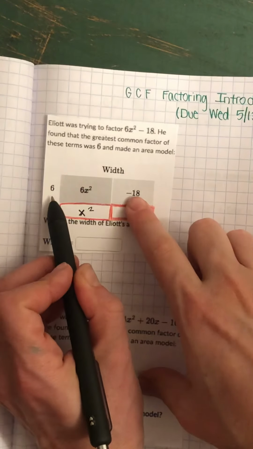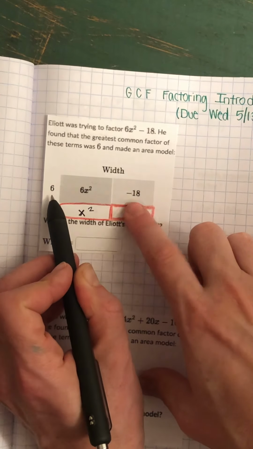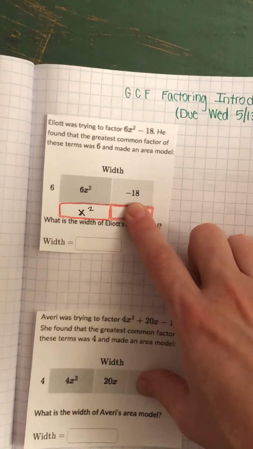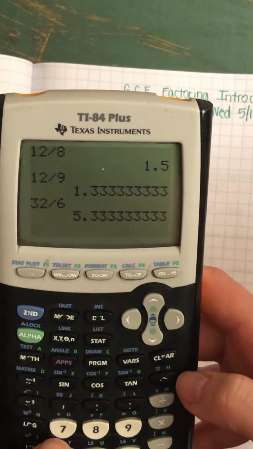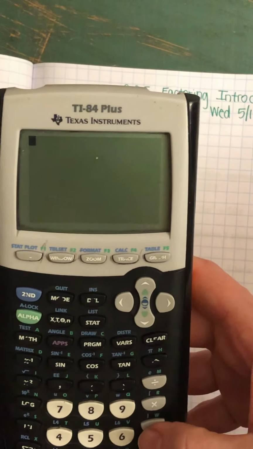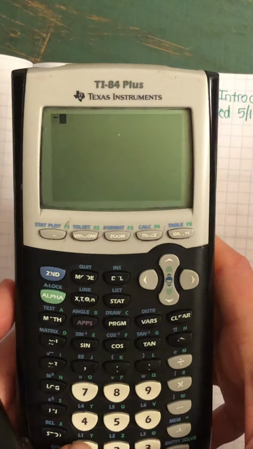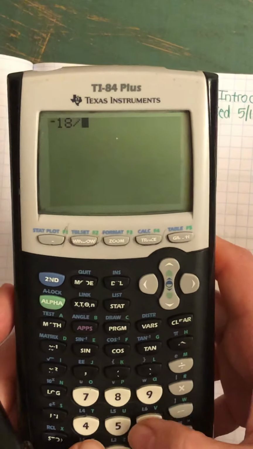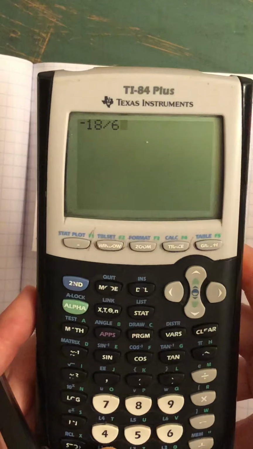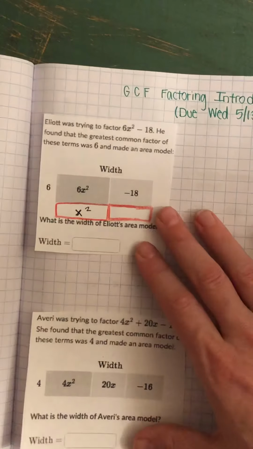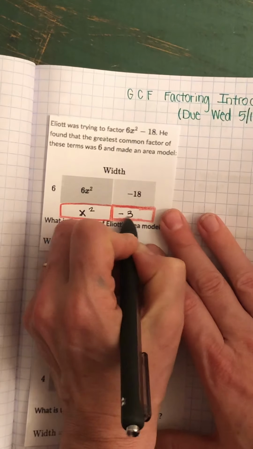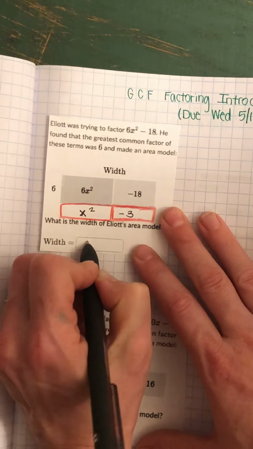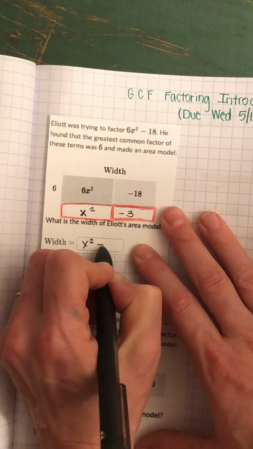What about this one? Well, it's just going to be a number, so 6 times what gives you 18? And if you don't know, we always can work backwards and divide. So what's negative 18 divided by 6? Negative 3. So into this box goes x squared minus 3.